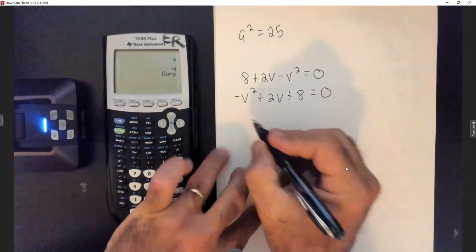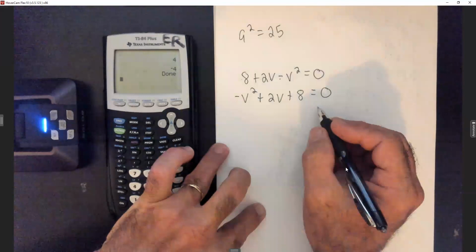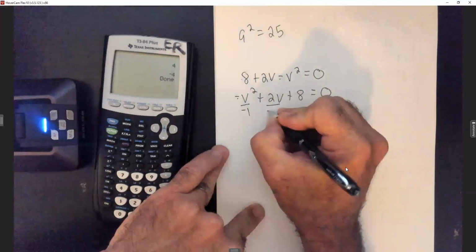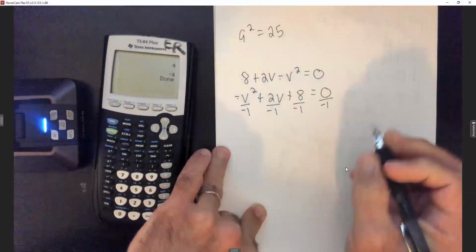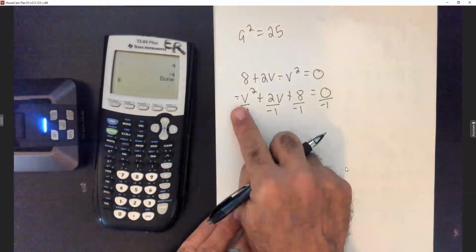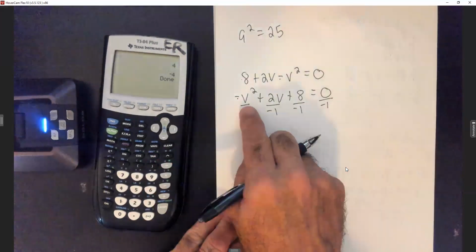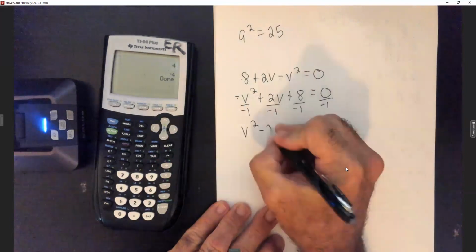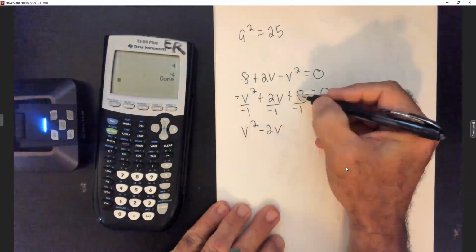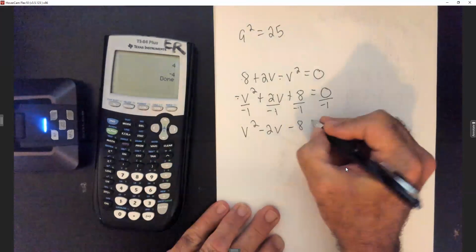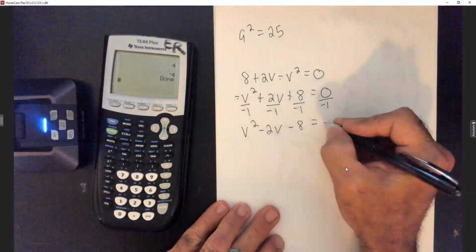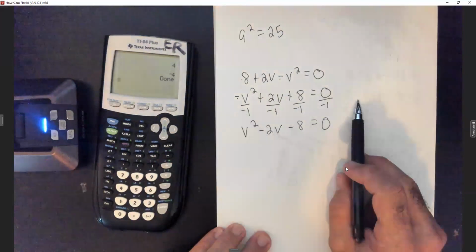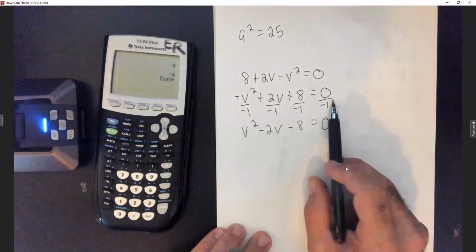If I was doing this one by hand, I don't like my v squared to be negative, so I would divide everybody by a -1. And what I do to this side, I got to do to that side. But watch this. Negative by negative makes that a +v squared. Positive and negative makes that a -2v. Positive and negative makes that a -8. And then 0 divided by anything will still be 0. So you can change every sign as long as you do it to every term, okay?